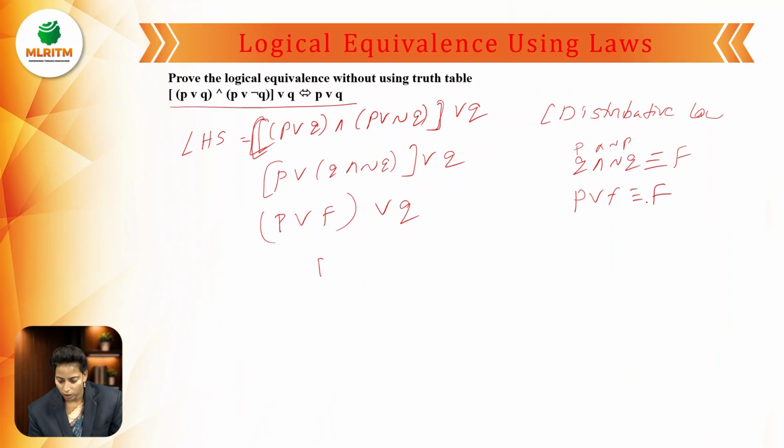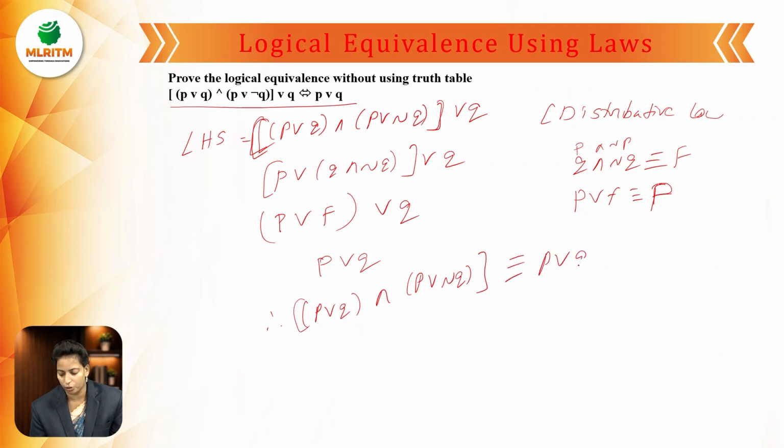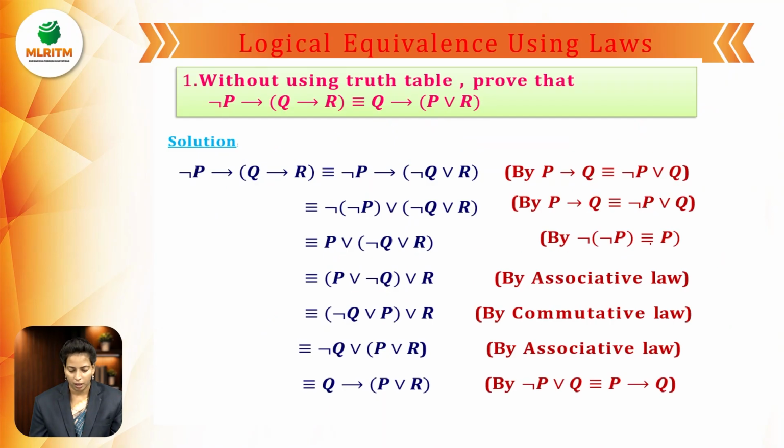So, sorry, P. Finally, P or Q. Therefore, (P or Q) and (P or negation Q) is equivalent to P or Q only. Okay, clear?